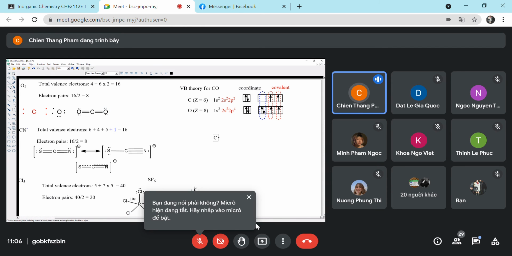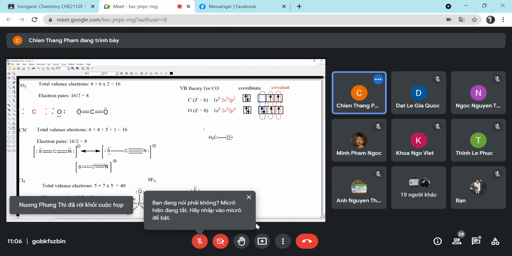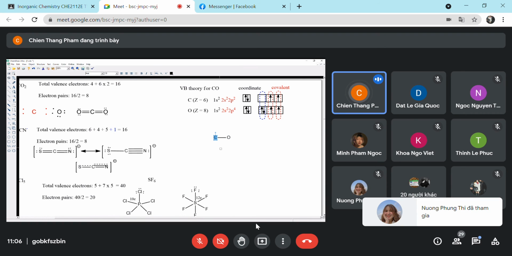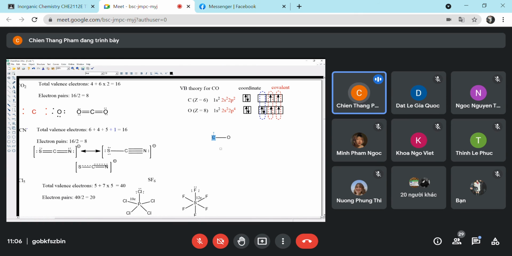Carbon and oxygen. If your English is good or if you spend more time reading the textbook, your knowledge will be better.